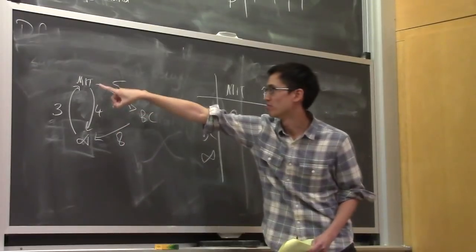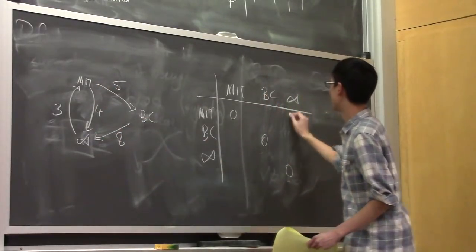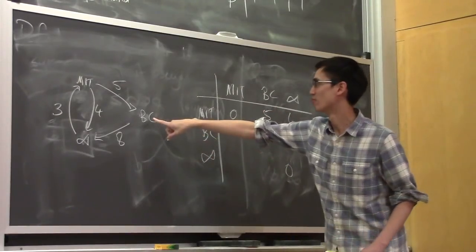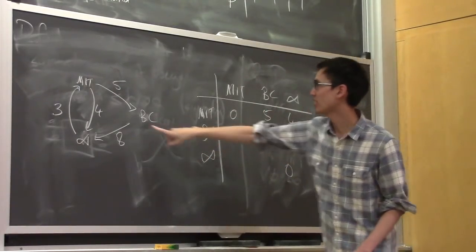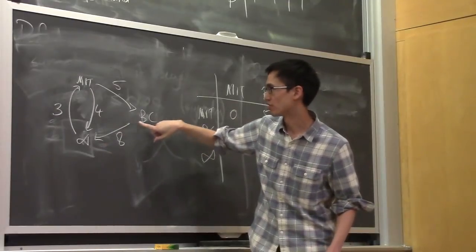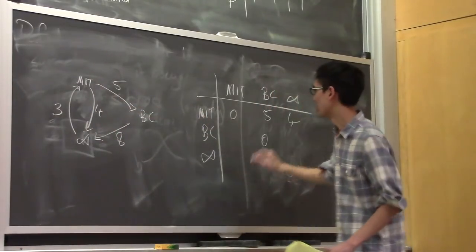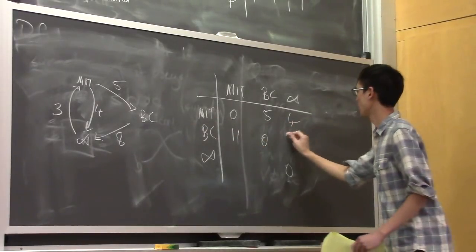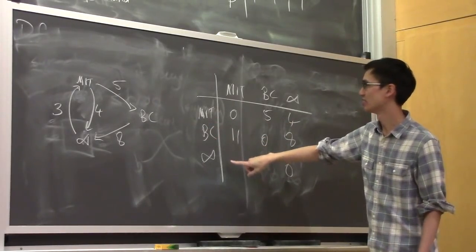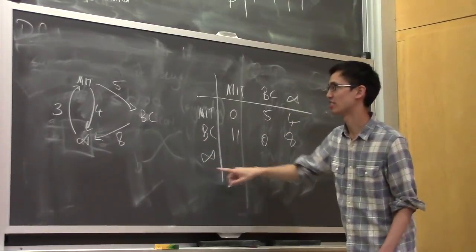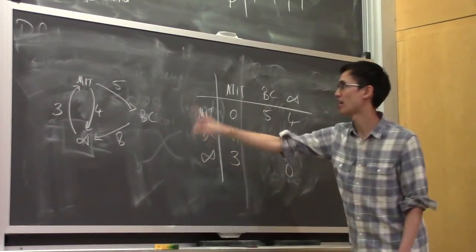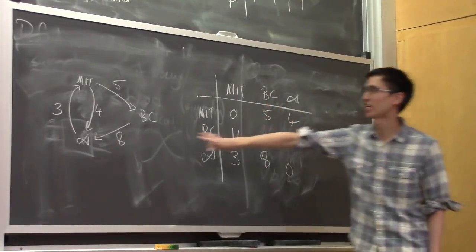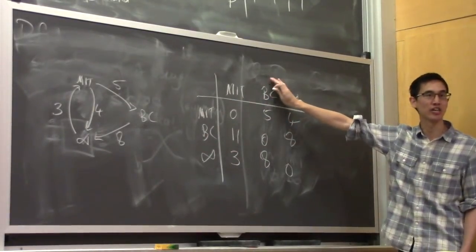The distance from MIT to the aquarium is apparently 4. To Boston Common is 5. From Boston Common to MIT, we have to go via the aquarium, so we take the shortest path. So this is 11. To the aquarium is 8. And then aquarium to MIT is apparently 3 and 8. Anyway, this takes a graph and generates a cost category.